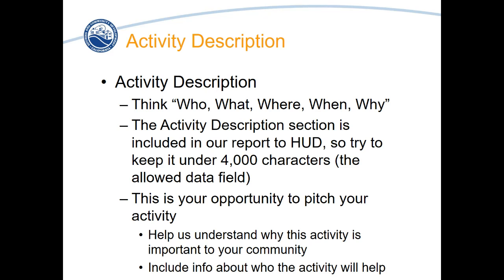You don't need to necessarily provide a ton of information. The activity description field gets translated directly to HUD as part of one of their reports, and the field in HUD only allows for 4,000 characters. So if you've got a lot of information in there, it's going to cut you off at 4,000 characters, and everything after that doesn't get included. So we do want you to try and be succinct, but we also want you to do the best that you can and answer those 5 questions. And remember that this is the opportunity to pitch your activity. So we really want to understand why this activity is important to the community and who this activity is going to assist.